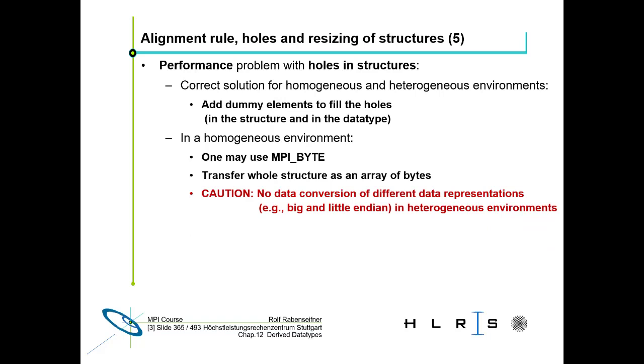So there are also performance issues with holes in structures. The correct solution for homogeneous and heterogeneous environments is to add dummy elements to fill the holes in the structure and in the data type. In a homogeneous environment, you could use MPI byte as the type to transfer, and then transfer the whole structure as an array of bytes. But be very careful, because you might get into trouble on heterogeneous environments.